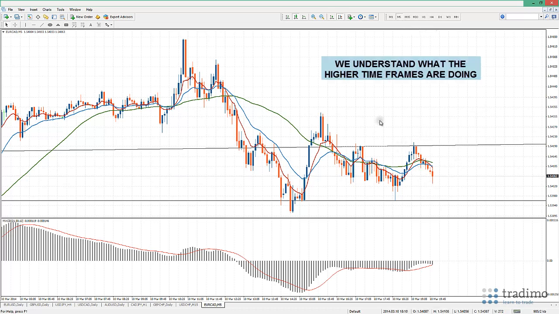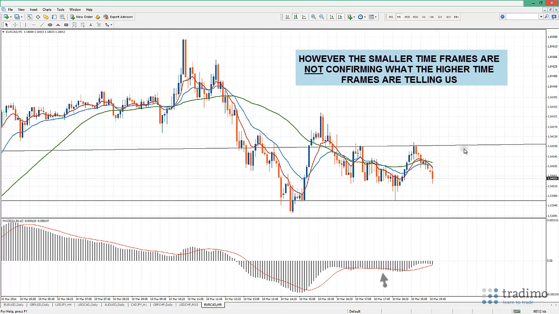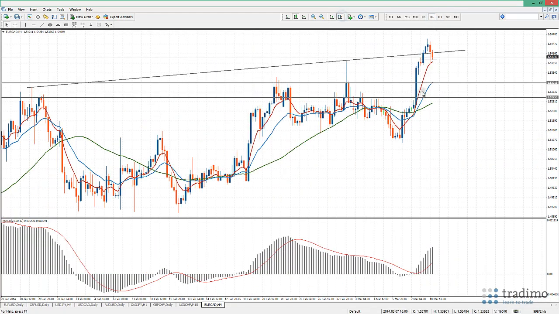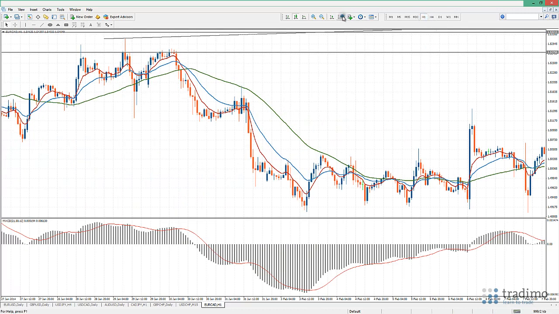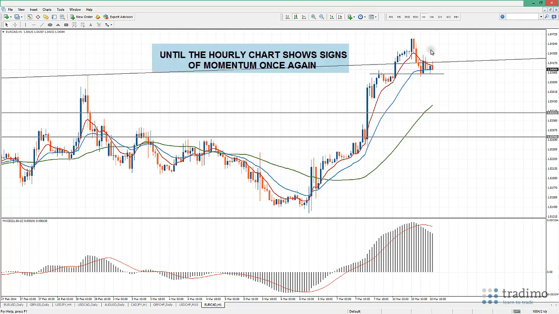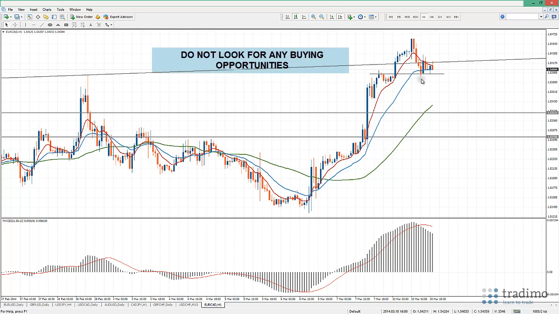So in this pair, we understand what the higher time frame is doing, but the smaller time frame is not confirming either the key resistance, looking for selling opportunities, or the strong uptrend that we're seeing on the daily chart, the 4-hour chart, and the hourly chart starting to slow down now. Until the hourly momentum starts to kick in again and the trend reasserts itself strongly, we would not be looking for any buying opportunities, so we could step away from this pair for now.